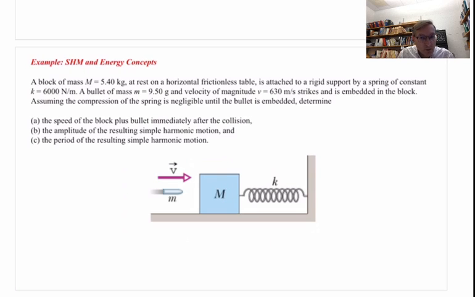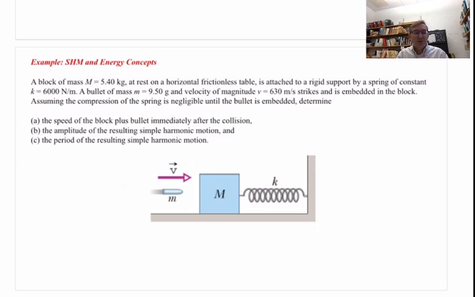We have a collision, don't we? What kind? Did you say completely inelastic? That's the answer. Okay. Assuming the compression of the spring is negligible until the bullet is completely embedded, we are to determine A, the speed of the block plus bullet immediately after the collision, B, the amplitude of the resulting simple harmonic motion, and C, the period of the resulting simple harmonic motion.